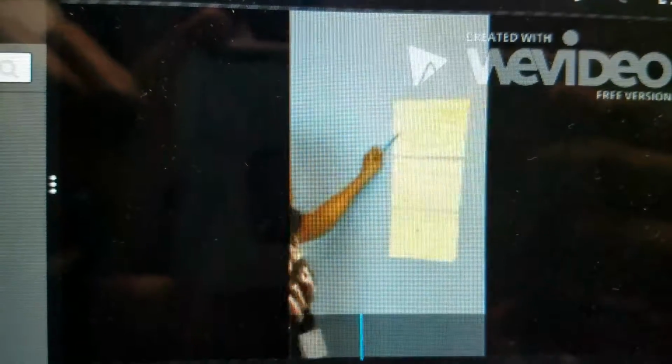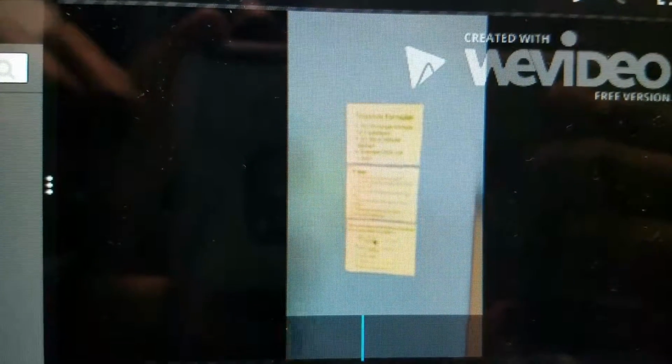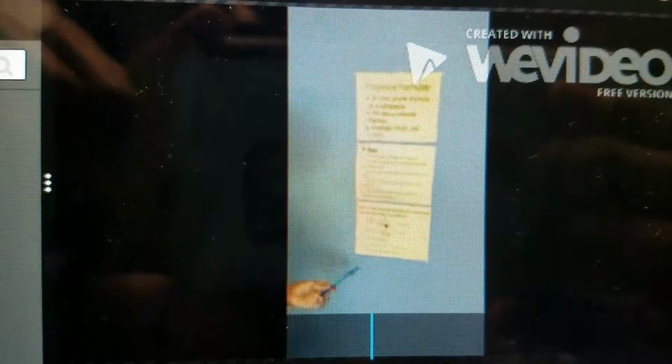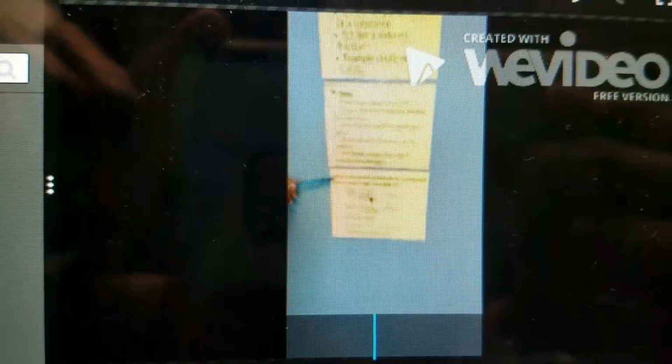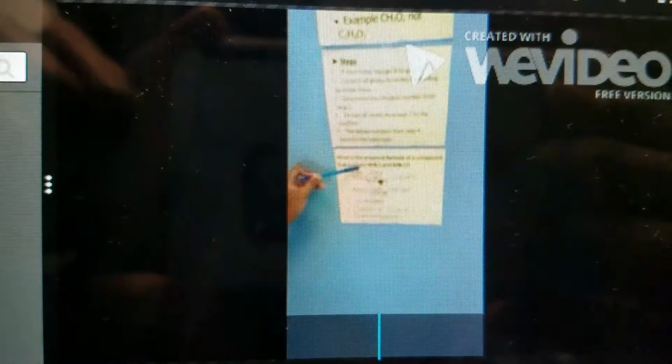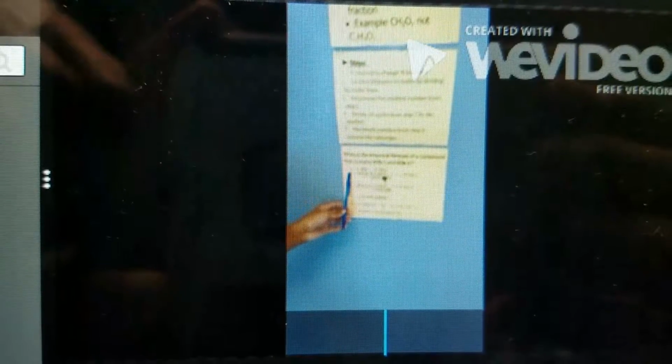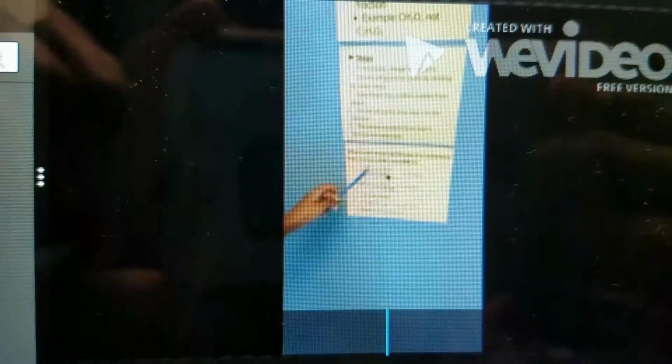I'm Bree, and I'm here to talk about the second formula you need to know. The empirical formula is a simple formula of a substance. And so we're going to start with this question. What is the empirical formula of a compound that contains 40% sulfur and 60% oxygen? So step 1, what we're going to do is convert the percents into grams.